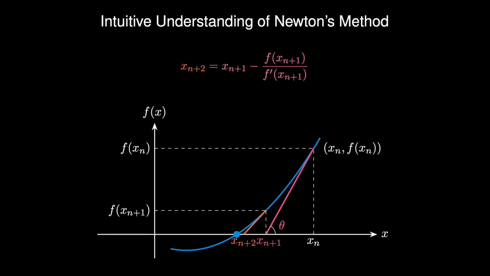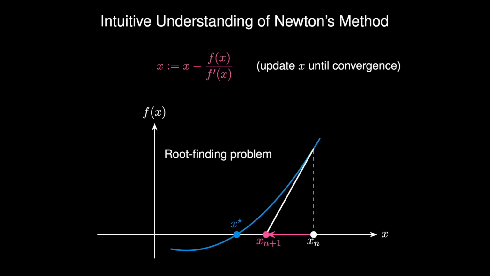After the first update, we are at xn plus 1. We draw a new tangent line at this point and apply the same formula to get xn plus 2. Each iteration brings us closer to the root. Newton's method achieves quadratic convergence, meaning the error in each step is roughly proportional to the square of the error in the previous step.